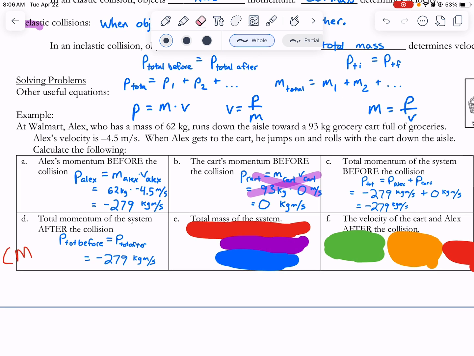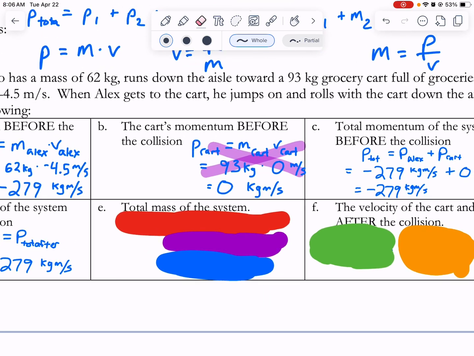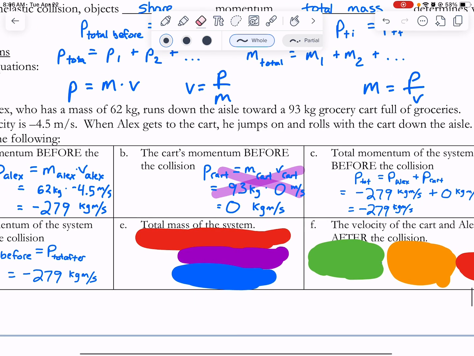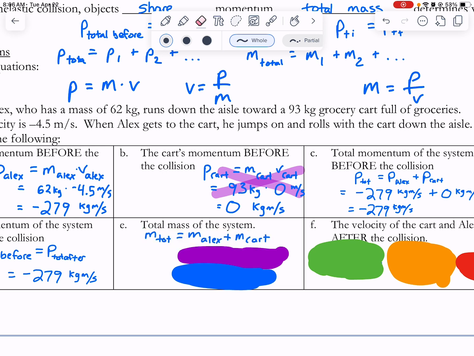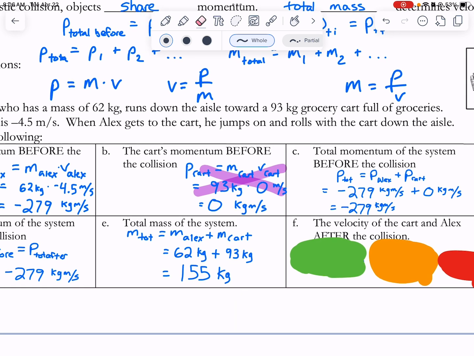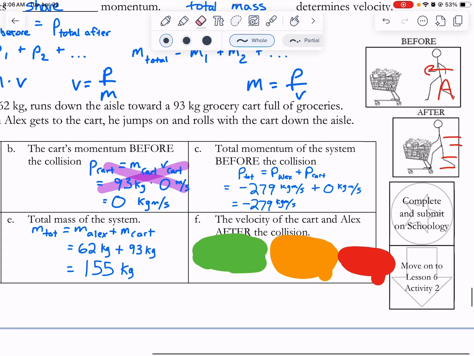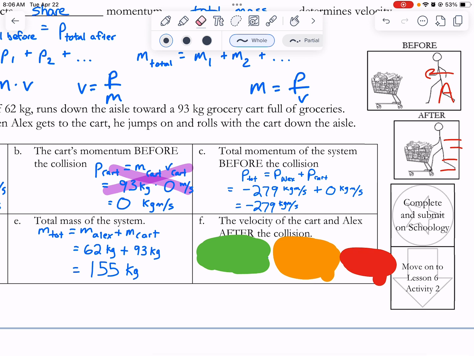All right, now this question is asking me to find the total mass, okay, because they're stuck together in the end, right? The total mass means they're sharing that 279 kilogram meters per second of momentum. So I'm just going to add their masses together. Alex and cart, they're now stuck together. So 62 and 93 gives me 155, okay? So when I have to find the velocity of the cart after, there's the equation right here. Okay, so I just need to copy that one down right here.